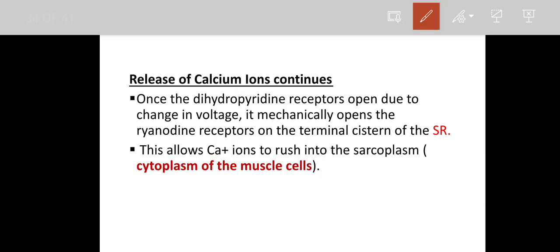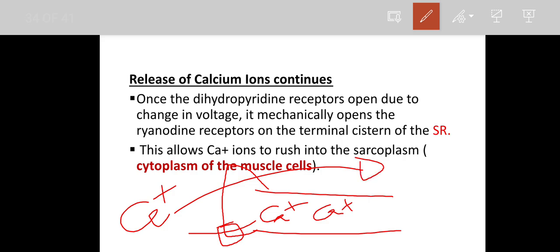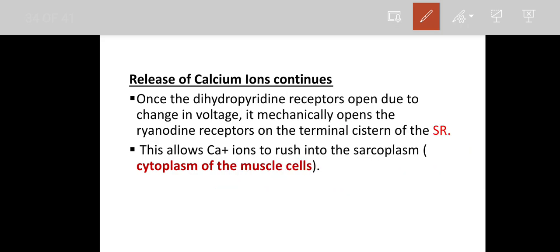Now, once the dihydropyridine receptors open due to change in voltage, they mechanically open the ryanodine receptors on the terminal cisterna of the sarcoplasmic reticulum. This allows calcium, let me draw it again. Calcium is here, and the ryanodine receptor is here. Immediately it opens, it allows calcium to flow out of the sarcoplasmic reticulum and go outside, which is the cytosol. I believe we are together now.